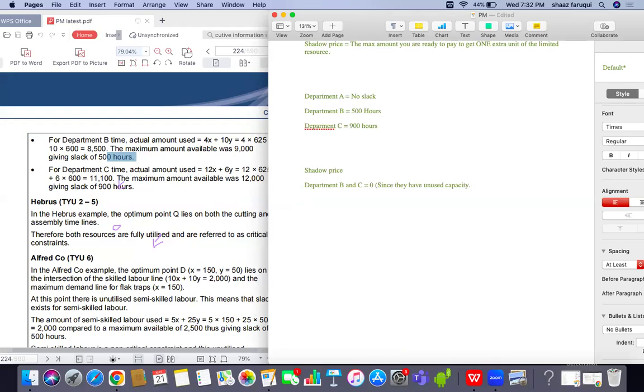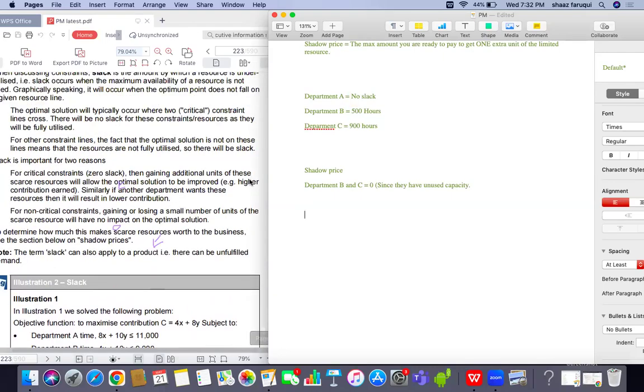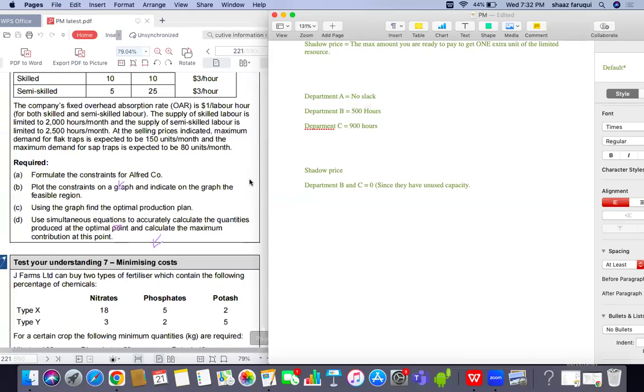But what about Department A? Department A has no Slack, meaning if I get one more unit of Department A, how much extra can I earn? If I get just one more unit of Department A, what can I earn? So what is the Department A equation?